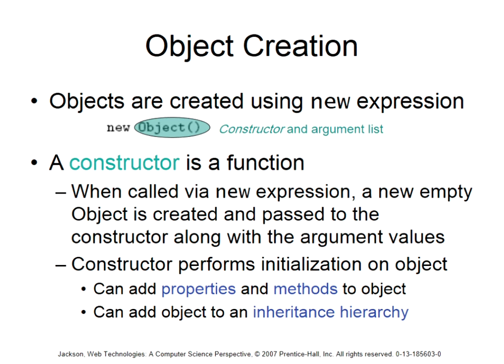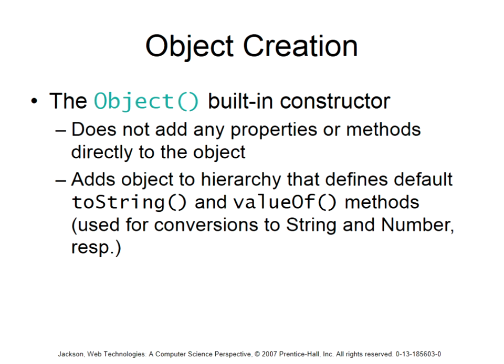Good. So objects are created using the new expression, new Object. Object is a constructor. A constructor is a function; when called via the new expression, a new empty object is created and passed to the constructor along with the argument values. The constructor performs initialization on the object, can add properties and methods to the object, can add the object to an inheritance hierarchy, etc.